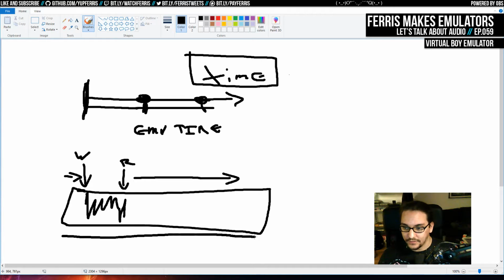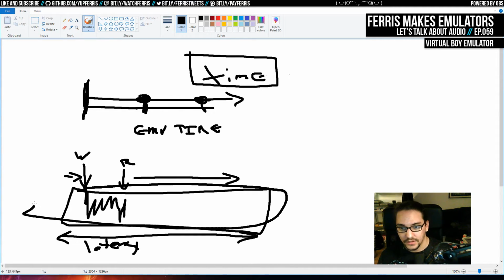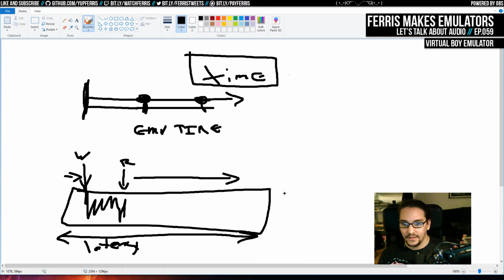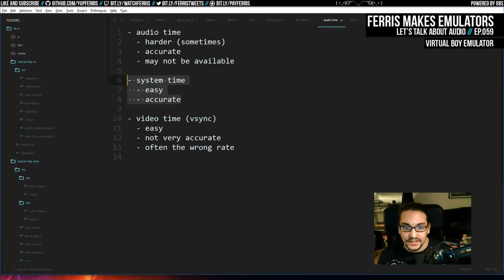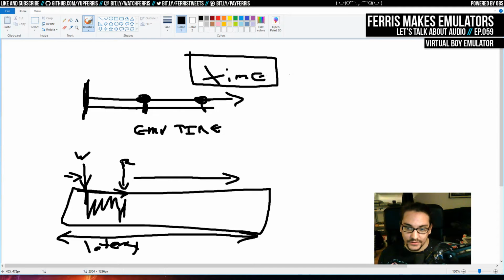So then the length of this buffer actually determines latency, which is the time it takes from when we wrote a sample to when we hear the sample, which is going to be a full buffer rotation. Yeah, it's an Asteroids buffer. But that's really it that's going on here, is that whenever we produce samples, we're going to write this much. So when I am talking about using the audio time as the time source, I'm really talking about using this read pointer as a time source and synchronizing to that.